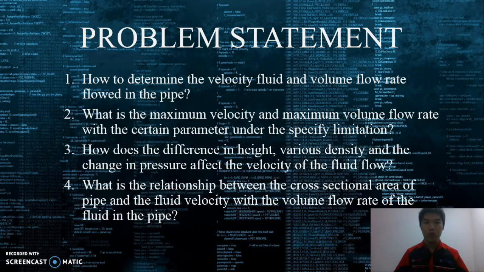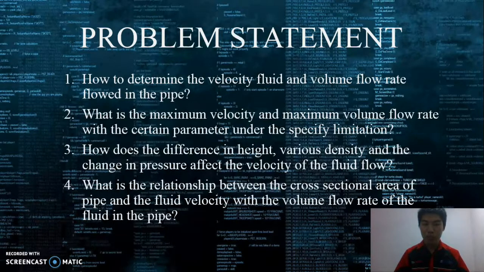So next, we need to look at the problem statement. As we know, the Bernoulli equation involves a lot of variables. If we insert them one by one, it will waste time, and the calculation may have errors, as well as the volume flow rate. So we write this program to help determine the fluid velocity and the volume flow rate under a certain situation. Besides that, we can also use maximum conditions to determine the maximum velocity as well as the maximum volume flow rate under certain parameters.